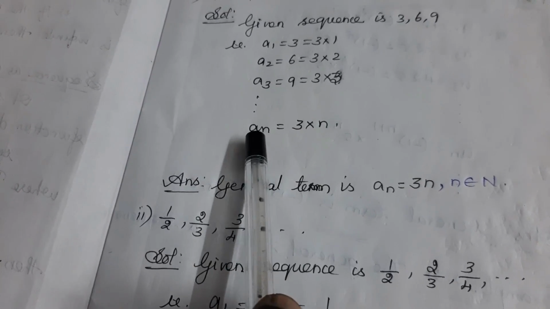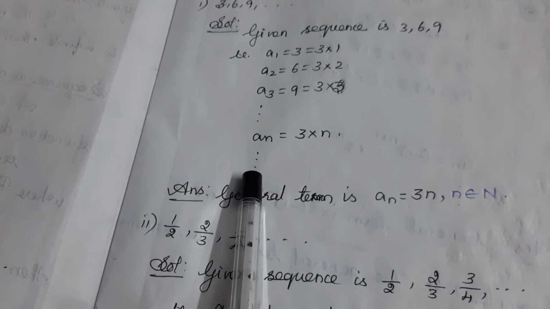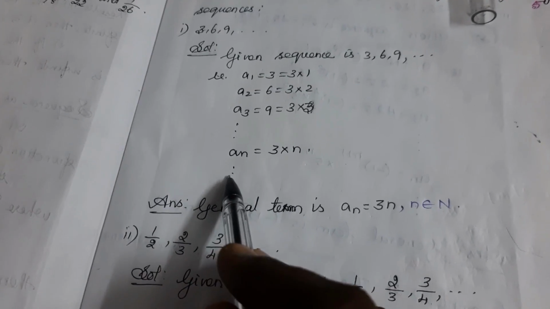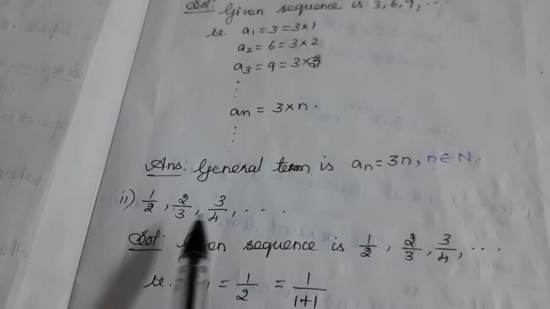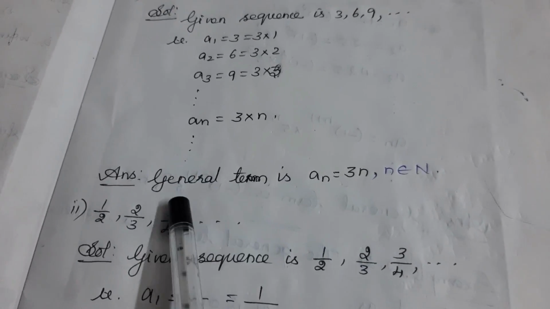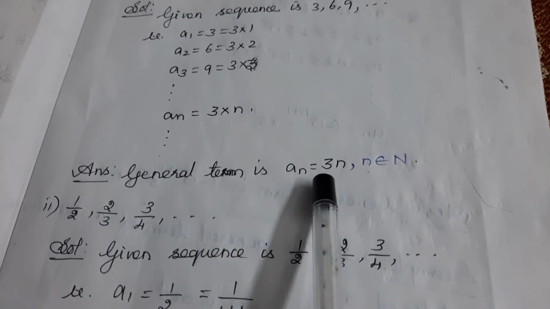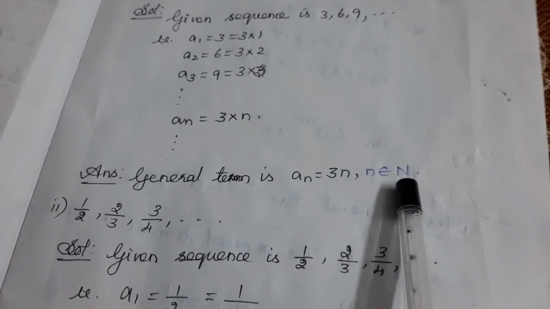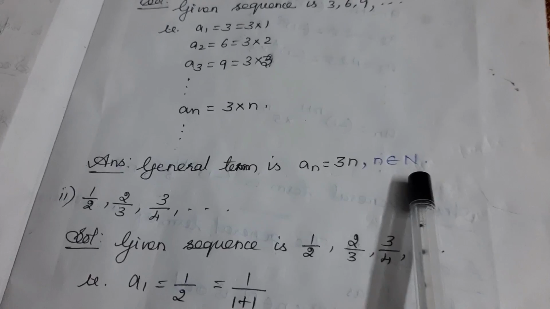Afterwards also put the etc. If the sequence is finite, you can stop it here. But it is not mentioned, so normally you have to put this etc. symbol. It is going on. So how can we write the general term? 3 into n we can write as 3n algebraically. So you write the general term is an equal to 3n where n belongs to N. n is the counting number, so it is the natural number. n belongs to N.